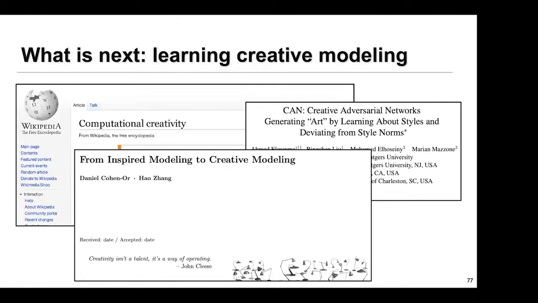There have been some attempts. I'm a believer that it may actually be possible. You know, Ada Lovelace didn't believe it was possible. That's why this test was attributed to her. There was a very interesting quote from someone who's not a scientist, it's actually an actor. It says, creativity isn't a talent, it's a way of operating. If you believe in that, then maybe creative modeling can be operationalized.